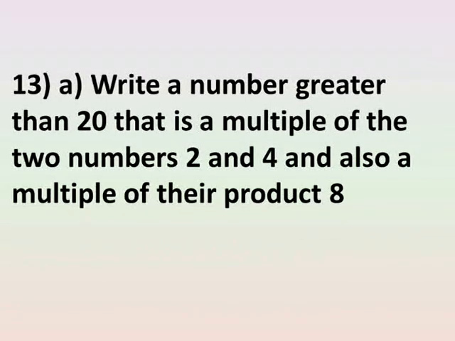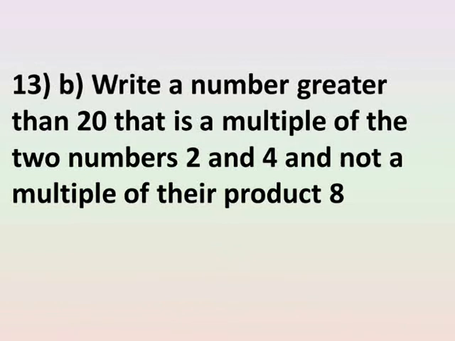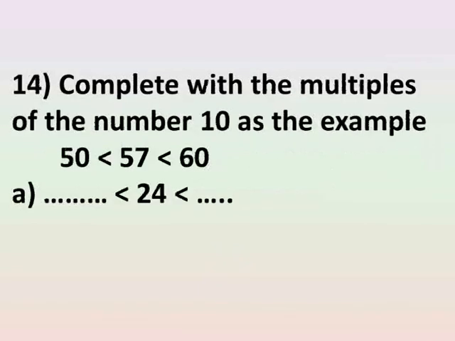13a, write the number greater than 20 that is a multiple of the two numbers 2 and 4 and also a multiple of their product 8. So now it must be a multiple of the 3 numbers: 2, 4, and 8. I will look at the biggest number, which is 8. I want a number that is a multiple of 8 and greater than 20. Of course 24 is 3 by 8, so 24 is a multiple of 2 because it is even, a multiple of 4, and a multiple of 8. Then we want a multiple of 2 and 4 but not 8. We already got 24, so 24 doesn't work because it is a multiple of 8. We choose after 24 and find 28, a multiple of 2 and of 4 because it is 4 by 7, but not 8. 28 is not divisible by 8.